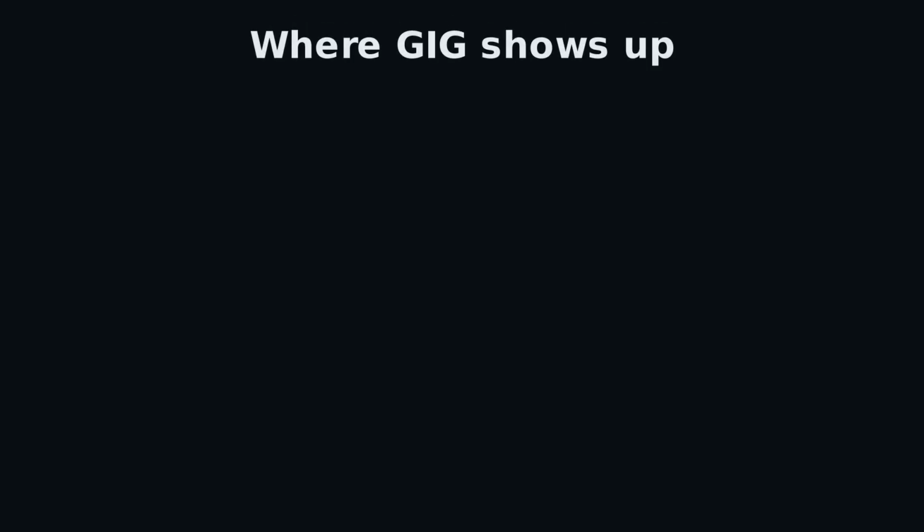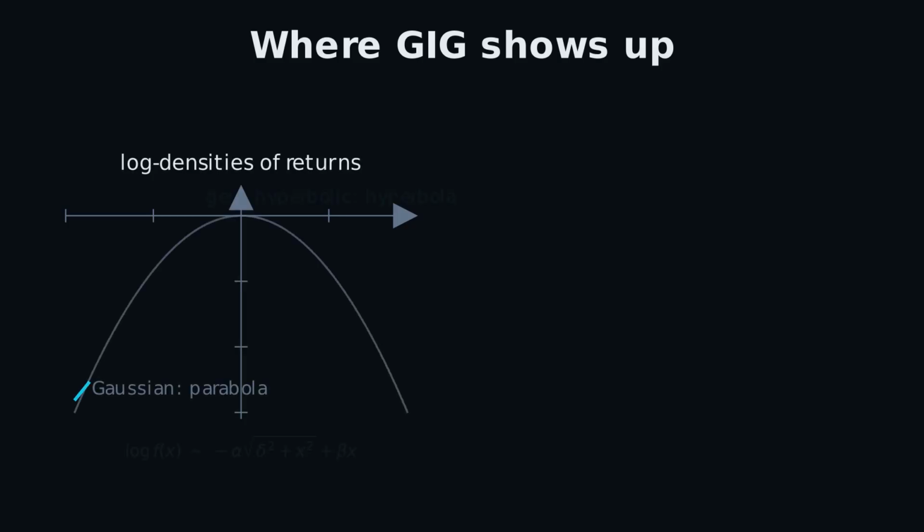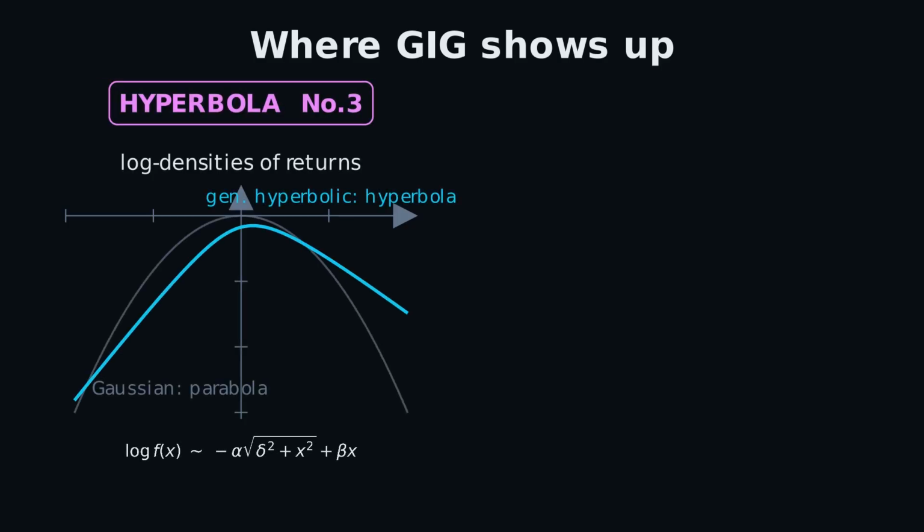So why do people care about this corner of the distribution zoo? Because the generalized inverse Gaussian is everywhere. In finance, mix Gaussians whose variance is GIG distributed, and you get the generalized hyperbolic family whose log density is, literally, a hyperbola. That is number 3. Barndorff-Nielsen built these to model wind-blown sand. Today, they model the heavy tails of asset returns.